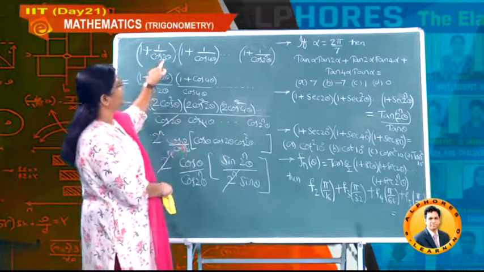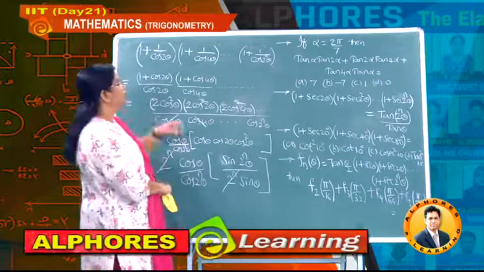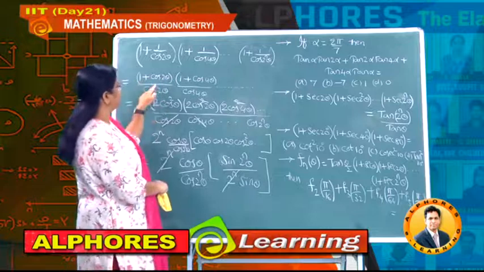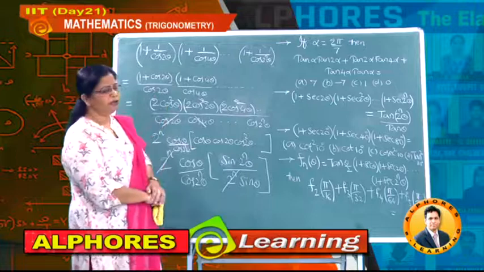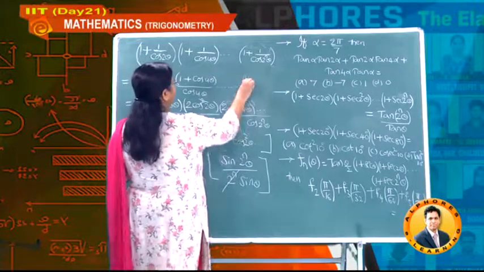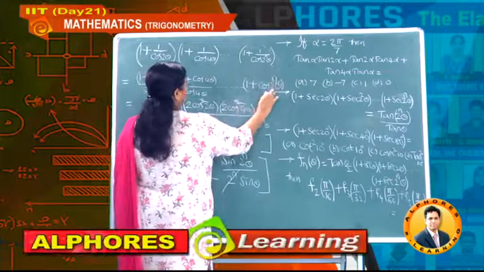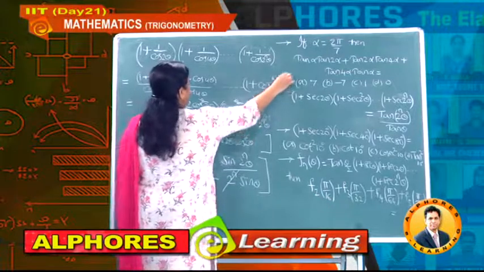First we converted all secant values in terms of cos, later we took LCM, then this is 1 plus cos 2 theta by cos 2 theta, again 1 plus cos 4 theta by cos 4 theta, etc. If you write this value also here, it is 1 plus cos 2 to the power of n theta divided by cos 2 to the power of n theta, okay.